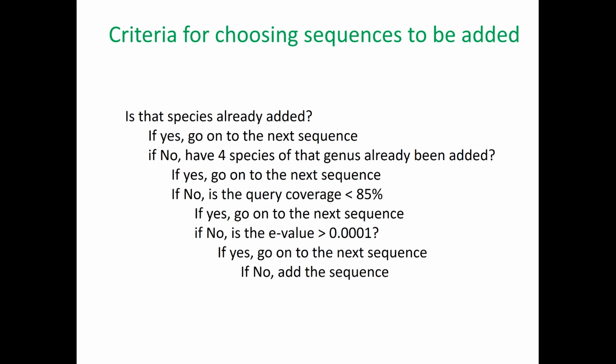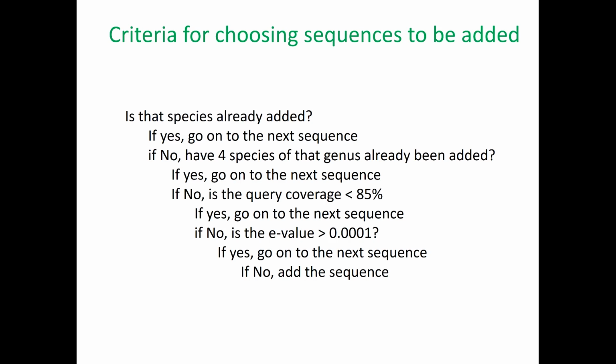For my purposes, I've chosen to set a lower limit of 85%. That's a decision that you have to make based on the reasons that you are making this tree. So that's not a rule, that is a conscious criterion that you have to choose in advance. If the answer is yes, it's got less coverage than that, then I skip that and go on to the next sequence.